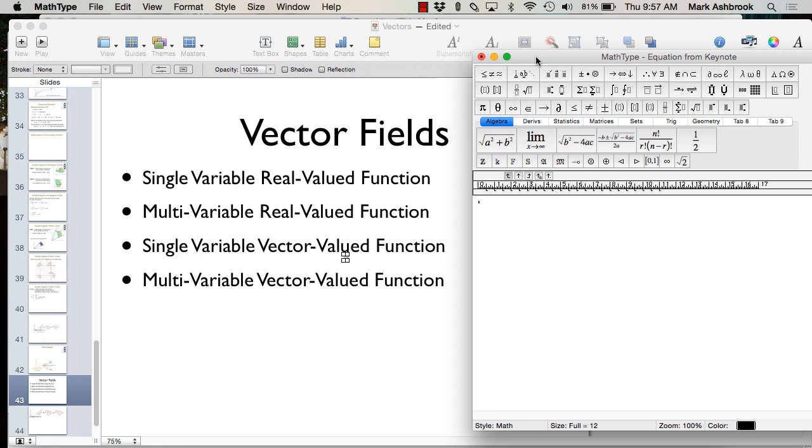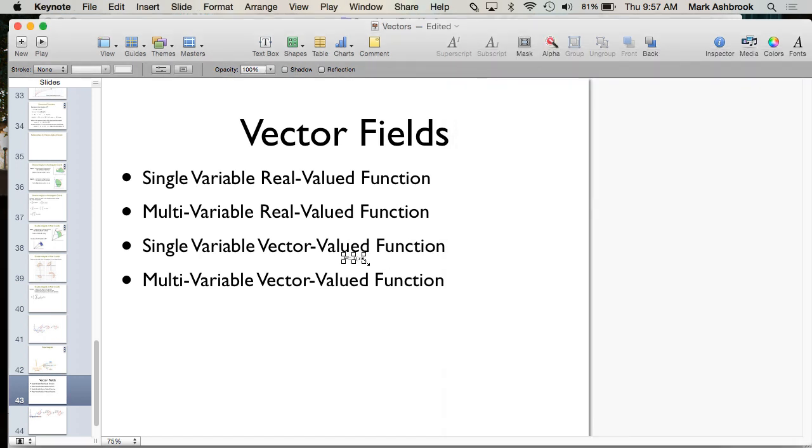Okay, so how would you characterize a single variable real valued function? y equals f of x. This is 95% of your math history, right? y equals f of x. Single variable refers to? What does that refer to? Single variable.